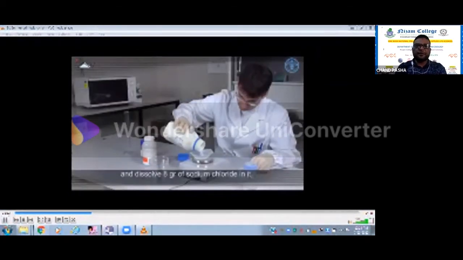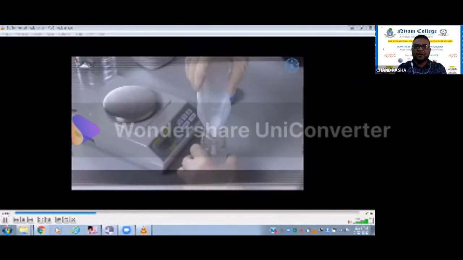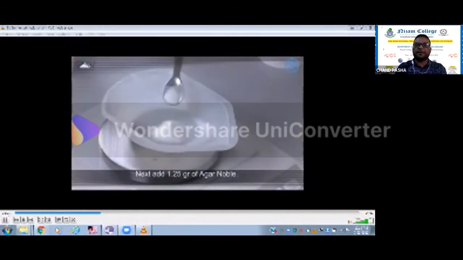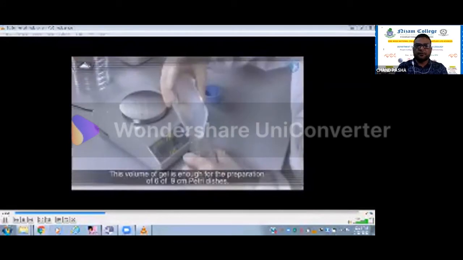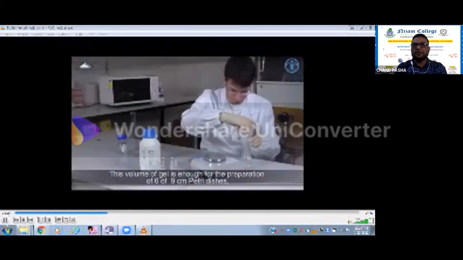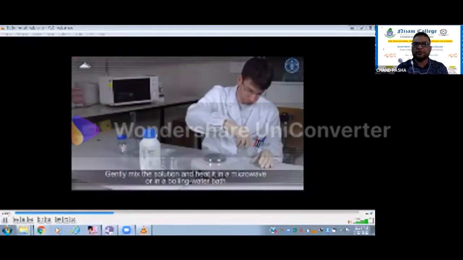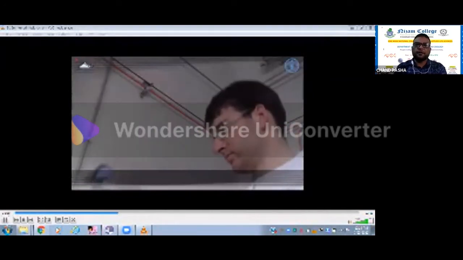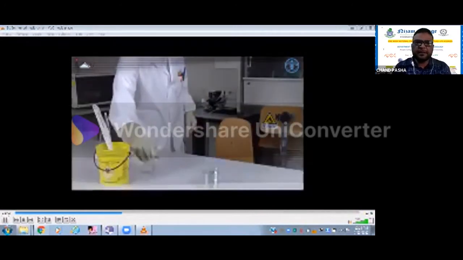8 grams of sodium chloride is used, and 1.25% of agar is added. Ionic strength is very high in this case, and using this, 6 Petri plates can be prepared, where in each one you add 9 ml of this sodium chloride-containing agar suspension, and it has been dissolved. Once it is very clear, it is completely dissolved.